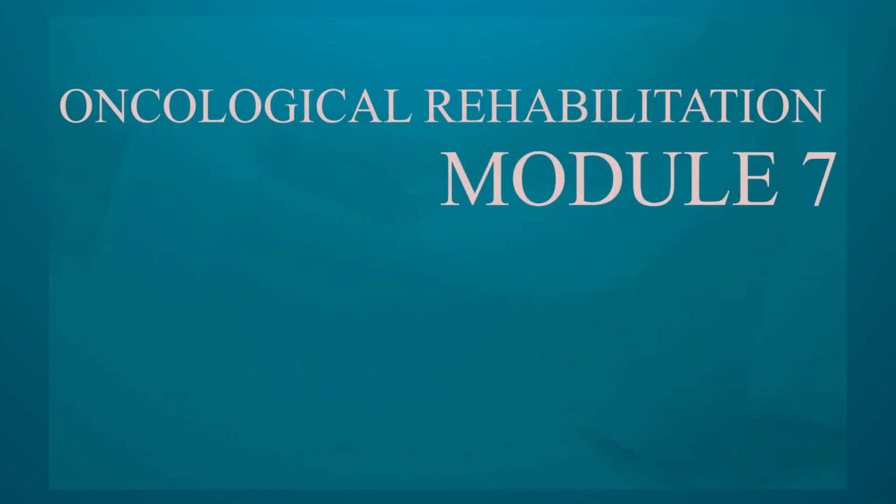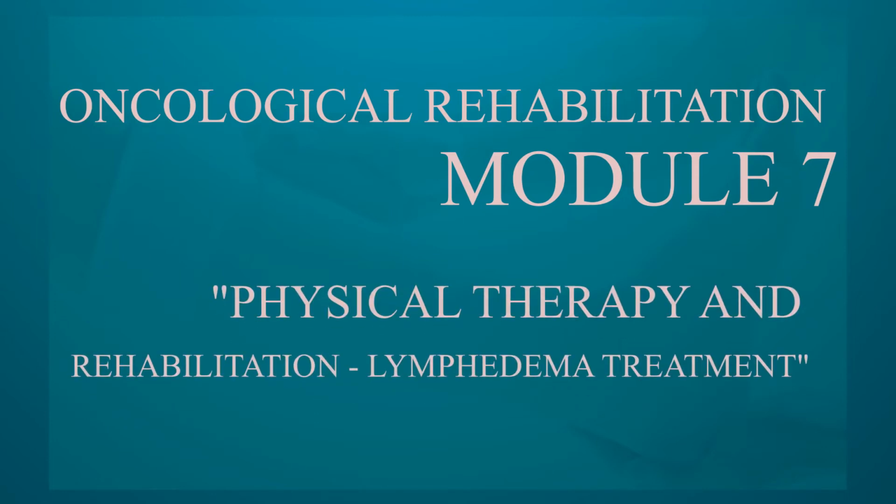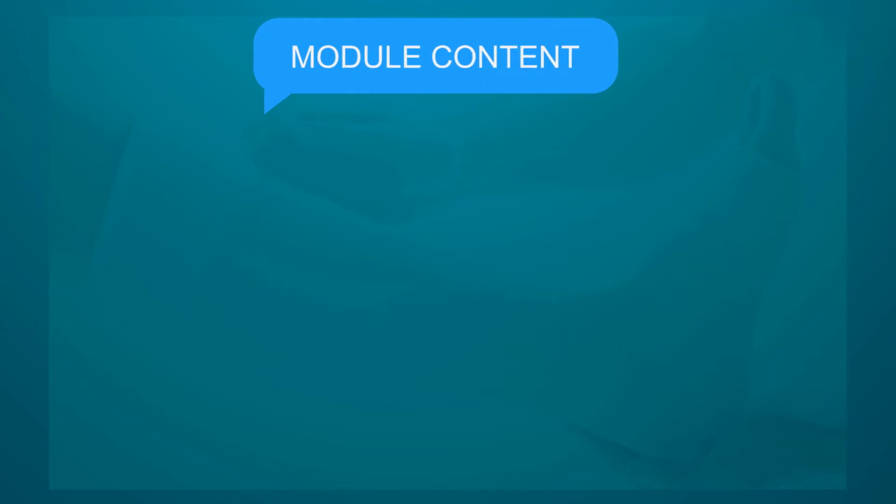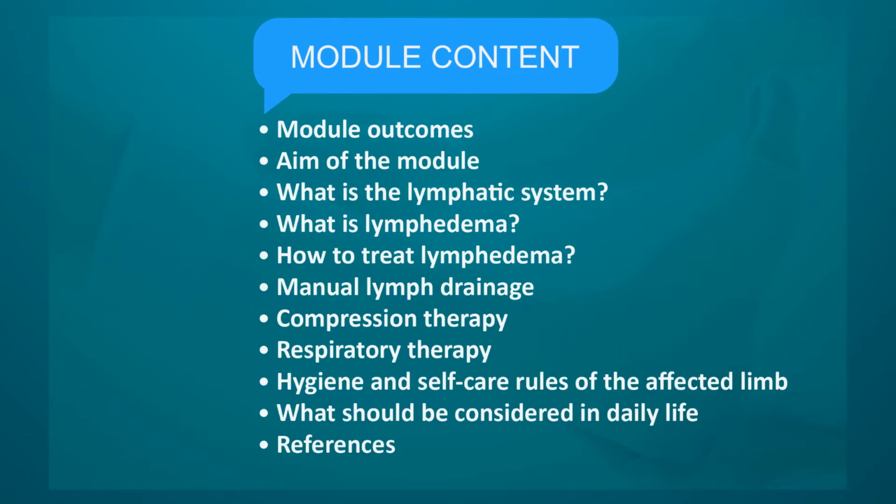Oncological rehabilitation, physical therapy and rehabilitation, lymphedema treatment. Module content. Module outcomes. Aim of the module. What is the lymphatic system? What is lymphedema? How to treat lymphedema? Manual lymph drainage. Compression therapy. Respiratory therapy. Hygiene and self-care rules of the affected limb. What should be considered in daily life?